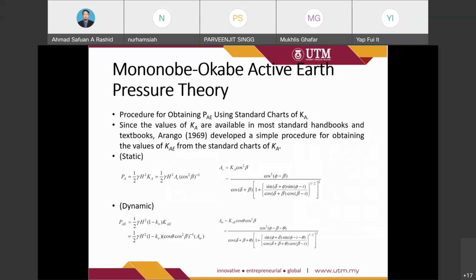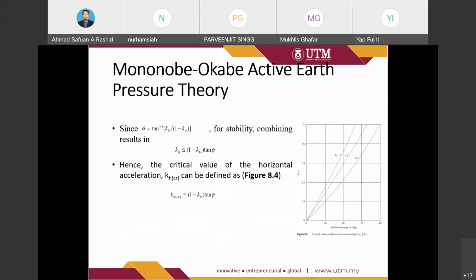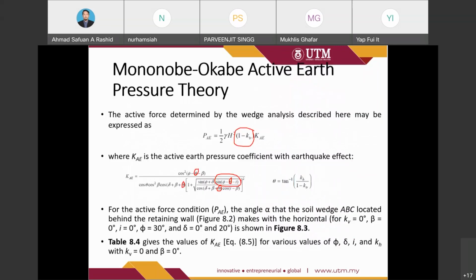Later on, an approach was made by Arango, who improved the Mononobe-Okabe method. So for the Mononobe-Okabe, by using this formula, we can get the value for the lateral stress, the active lateral stress due to the earthquake.